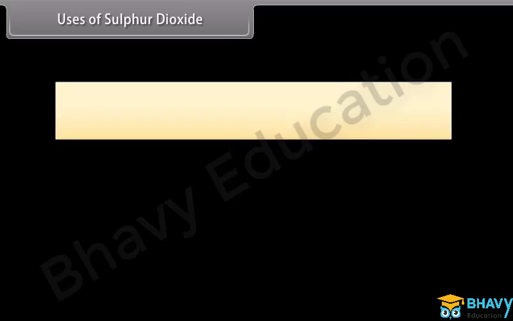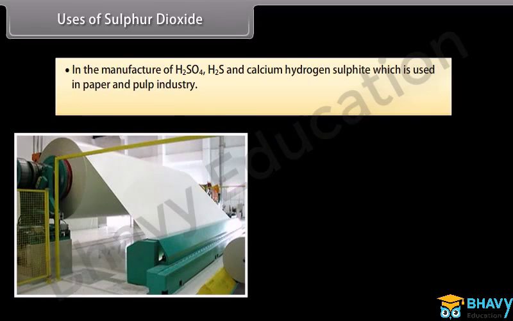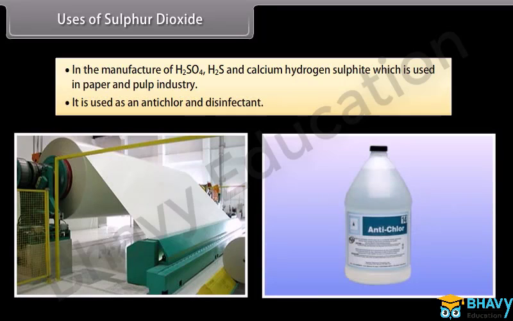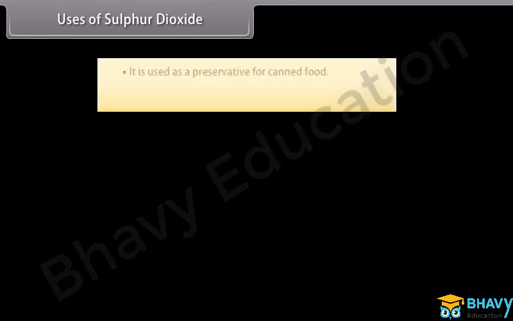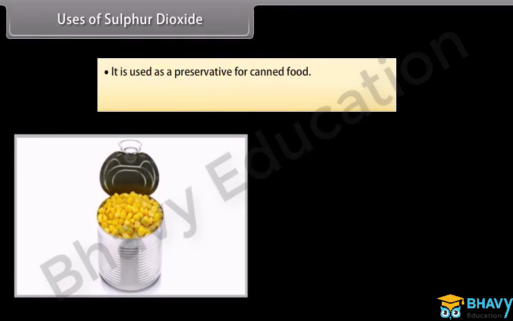Uses of sulfur dioxide. The important uses of sulfur dioxide are following. In the manufacture of H2SO4, H2S and calcium hydrogen sulfite, which is used in the paper and pulp industry. It is used as an anti-chlor and disinfectant. It is used as a preservative for canned food.